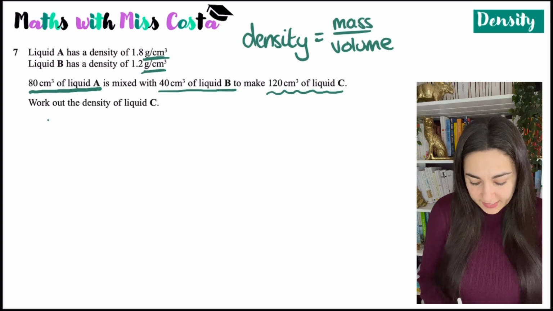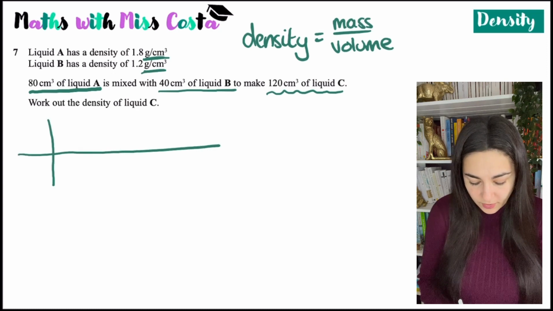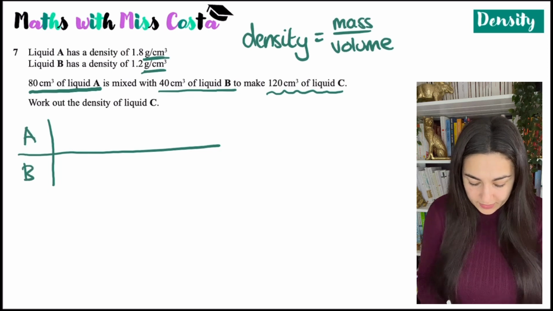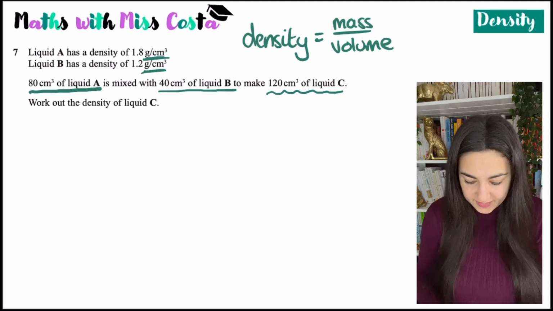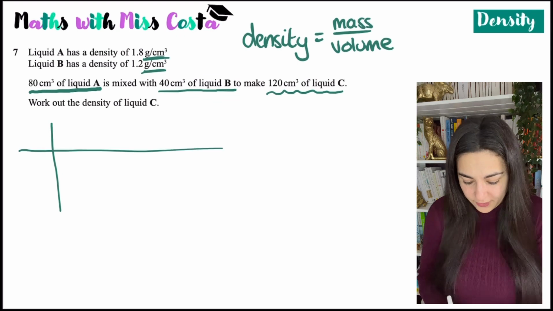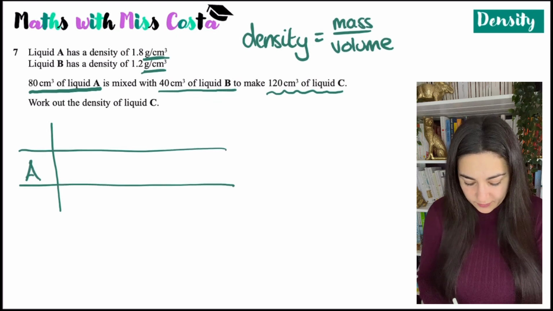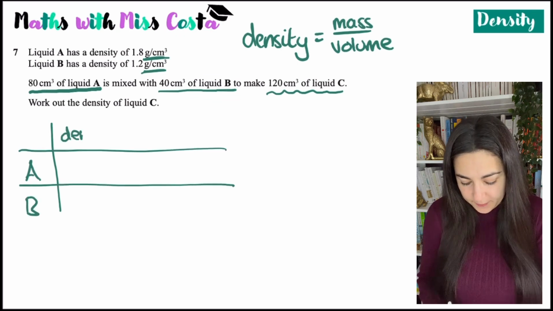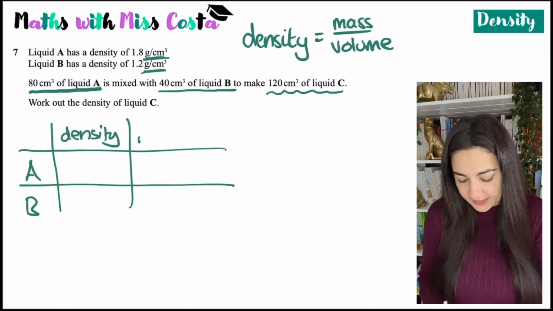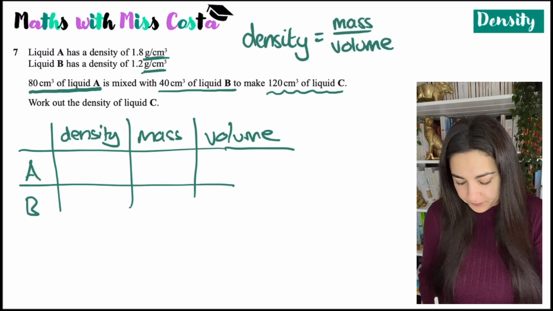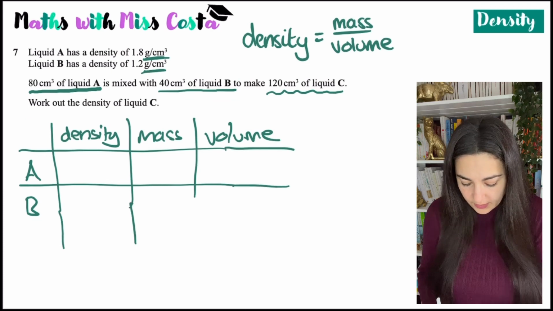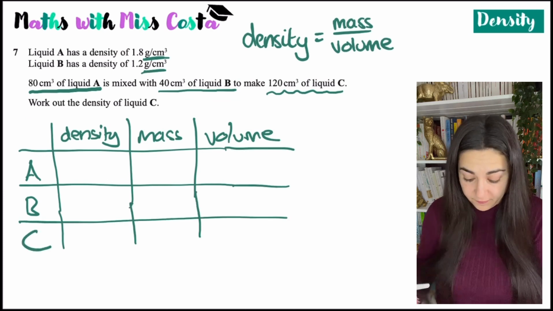So if we set ourselves up a little grid, so liquid A, liquid B, we know that, oh, I've done this wrong. I'll just do it again. Okay, so we need 3, so liquid A, liquid B. So density, mass, and volume. And this way we're not missing out any information. And we could do one for C for the final part.